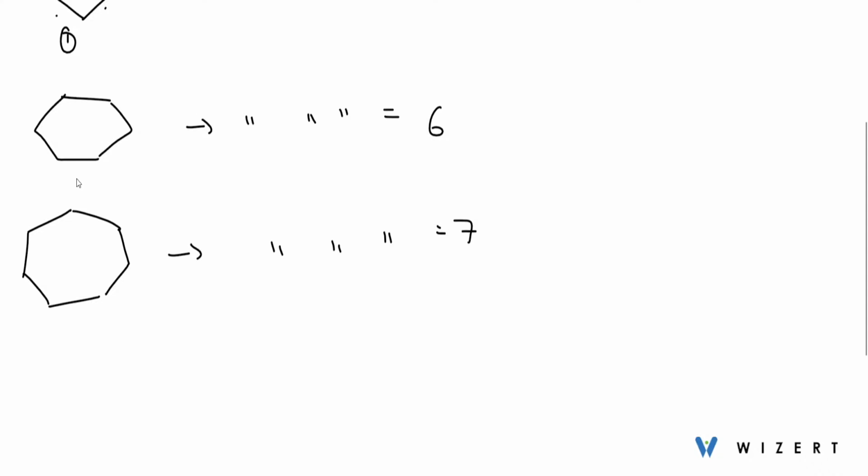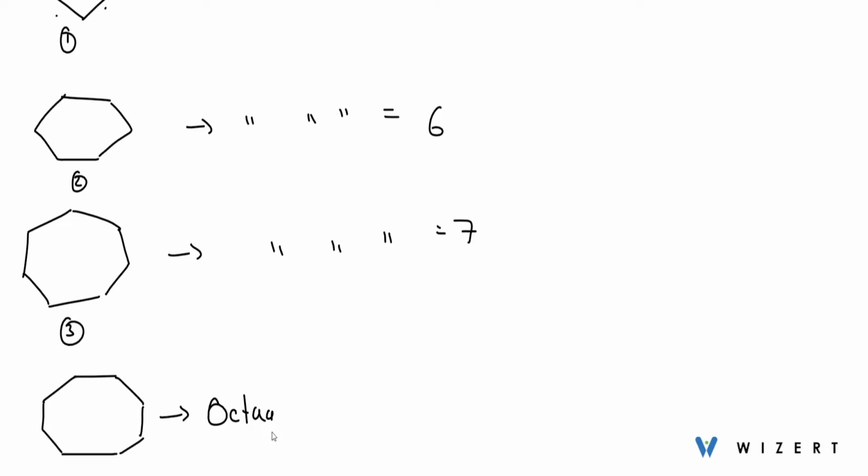So this is figure number 1, this is figure number 2, this is figure number 3, and let's draw figure number 4. So 1, 2, 3 sides, 4 sides, 5 sides, 6 sides, 7th side and 8th side. So this is an octagon, having 8 sides.